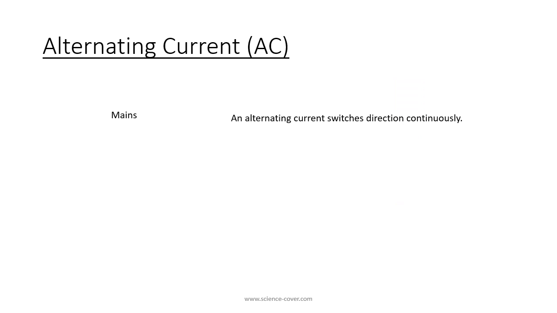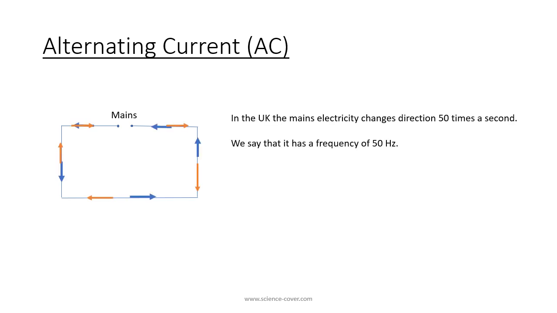So mains electricity is an alternating current. This means that the current changes direction continuously. In the UK, the mains electricity changes direction 50 times a second, so we say it has a frequency of 50 Hz.